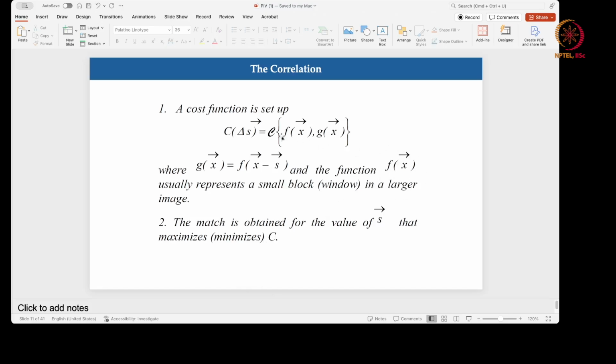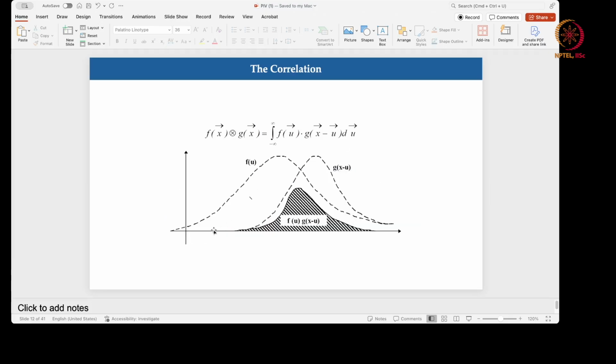The function f, we have already seen what it is. It consists of a point spread function, the geometric image, and all those things are embedded in this function. It represents a small block or window in a larger image because it is an ensemble. Remember, we are trying to do a pattern match because you cannot track individual particles. So you are doing a pattern match between the two images, and this is how the correlation actually works. So this is f(u), this is g(x minus u), and then you get the correlation function.